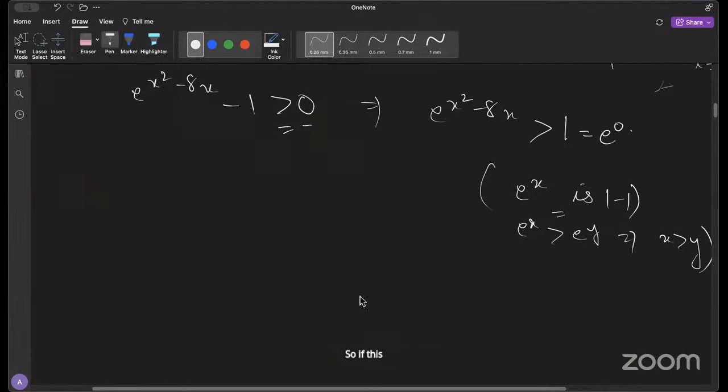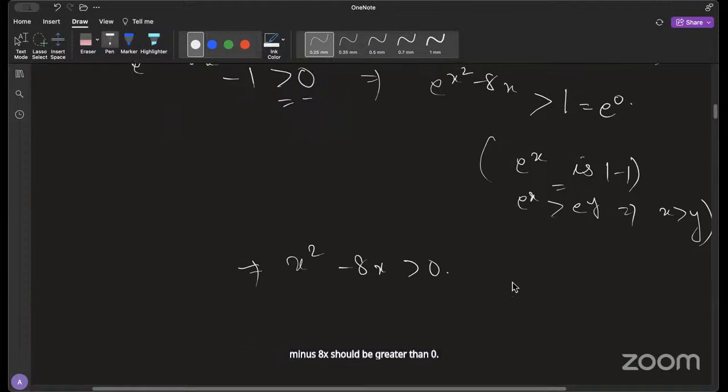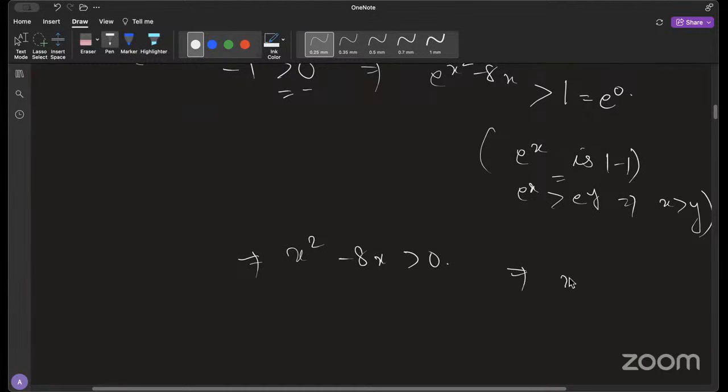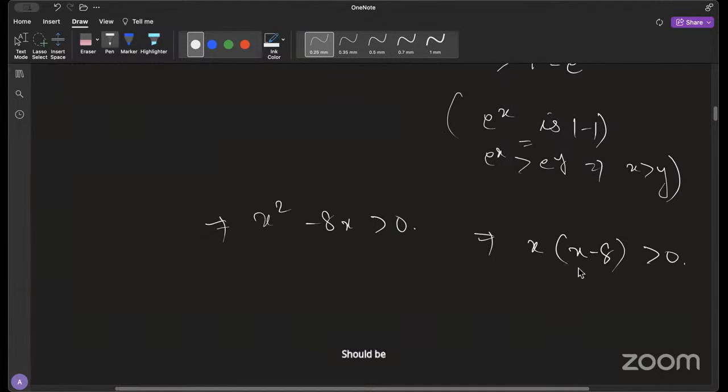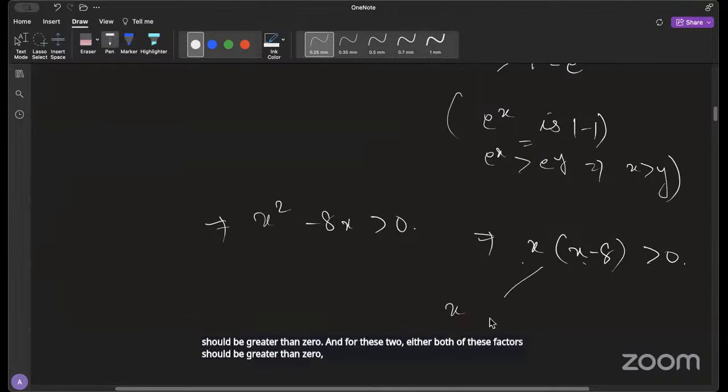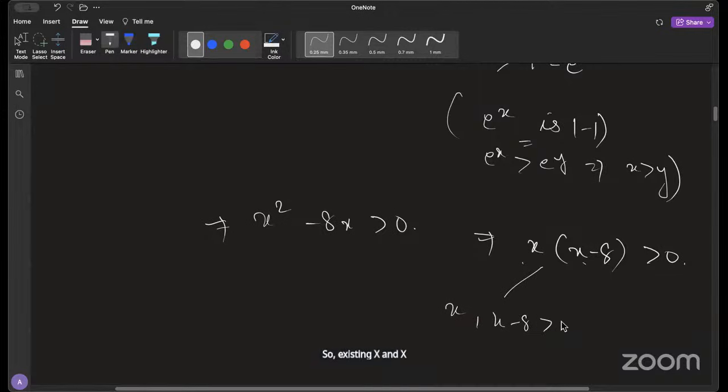So if this is greater than e to the power 0, then x square minus 8x should be greater than 0. Now if I factorize this, x times x minus 8 should be greater than 0. And for these two, either both of these factors should be greater than 0, so x and x minus 8 both greater than 0, or both should be less than 0, right?